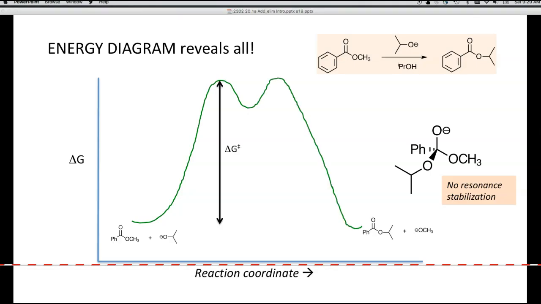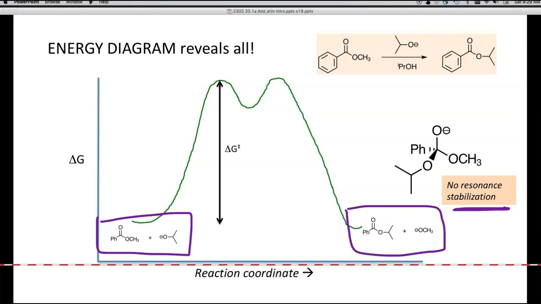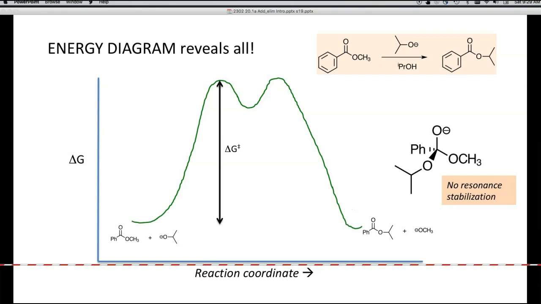Well, it makes sense that it should be exothermic, but here's the thing I want you to pay particular attention to. It makes sense it's exothermic because I'm regenerating that CO double bond, and that's my rock. But pay particular attention to what we're comparing here. We've got an ester and an alkoxide that I can compare to an ester and an alkoxide. Well, that means it makes sense that these are basically at the same energy level in our reaction diagram.